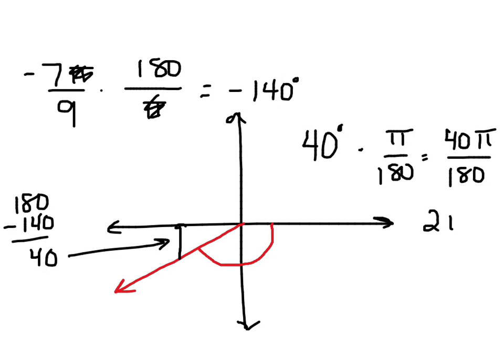So when I reduce that fraction, I get 2 pi over 9. Okay, so my reference angle is 2 pi over 9. The angle that we drew was down here, and we should be good to go. Okay, give you one more. We have 15 pi over 4.